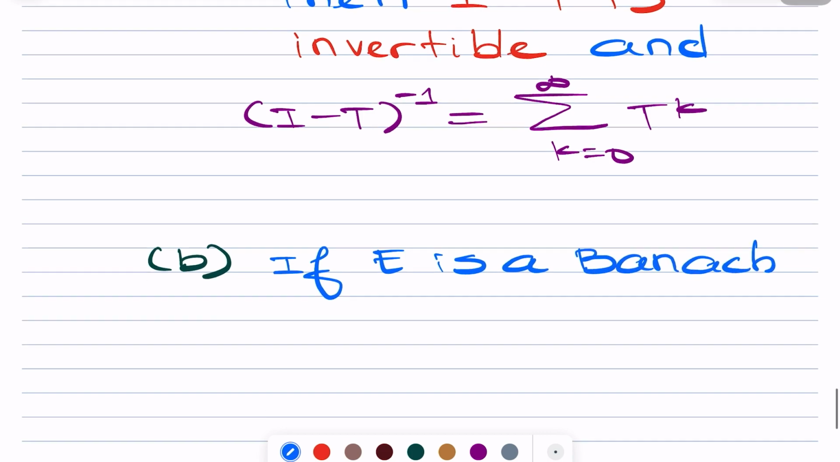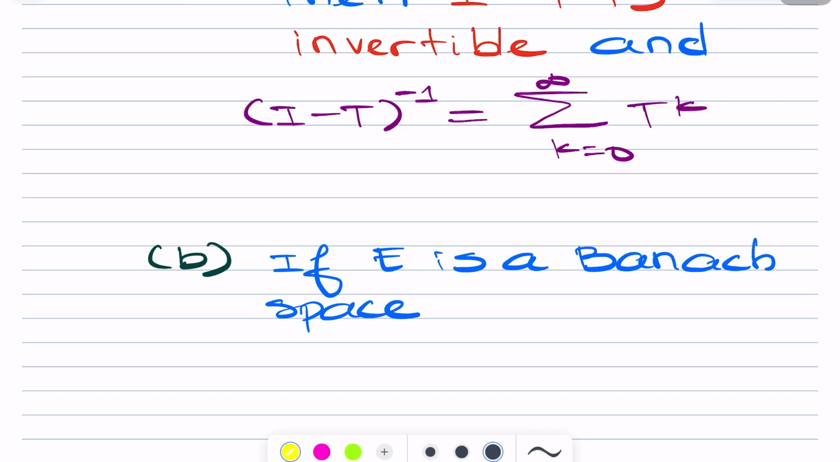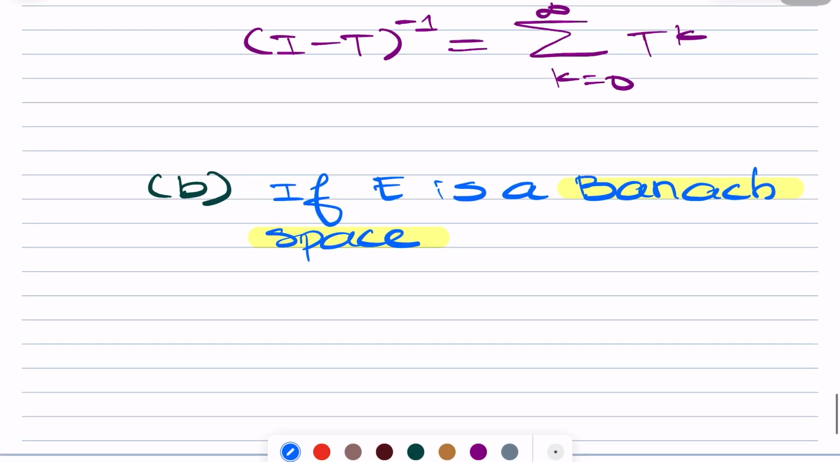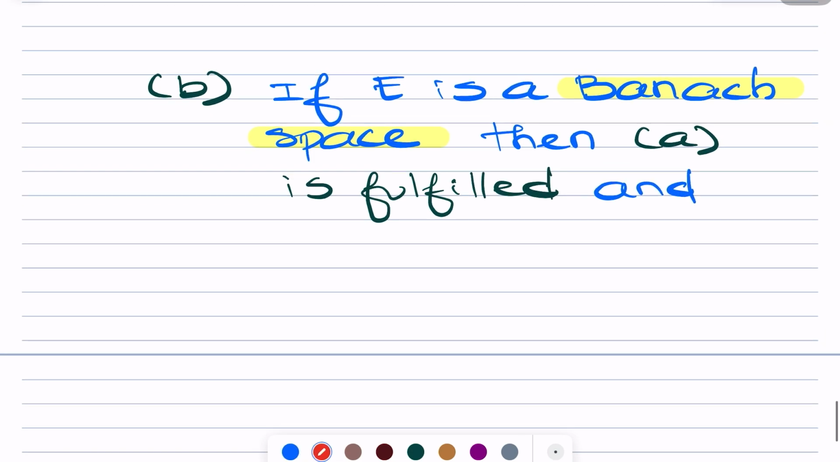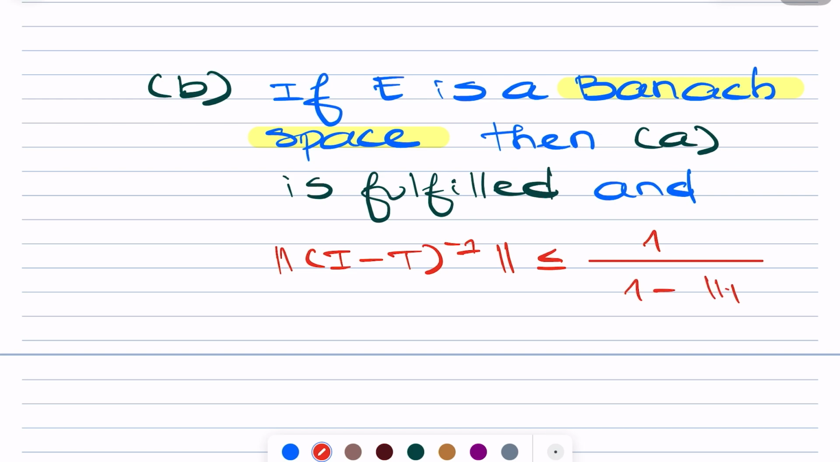In part B, if E is even a Banach space, then condition A is fulfilled. And we even have that the norm of the inverse of identity minus T is less than or equal to 1 over 1 minus the norm of T. This should look familiar to you from the geometric series, this is exactly the bound you get. Okay, so this is the black box that we are going to use.